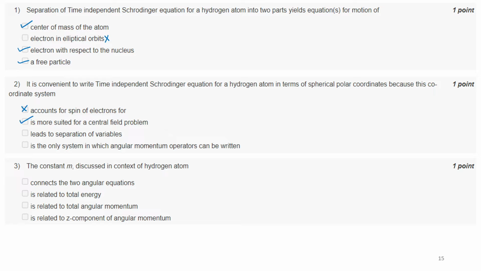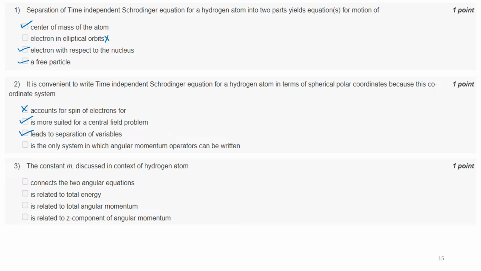That leads to the separation of variables, so it is also correct. Is it the only system in which the angular momentum operators can be written? Not really, not the only system. You can use the Cartesian coordinate system. So this is not true either.